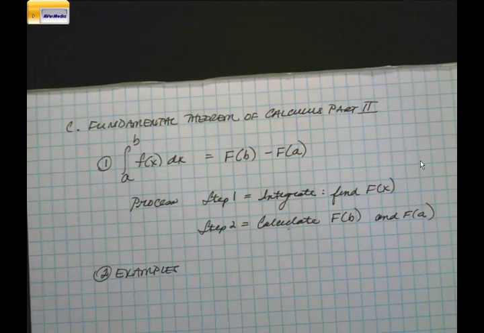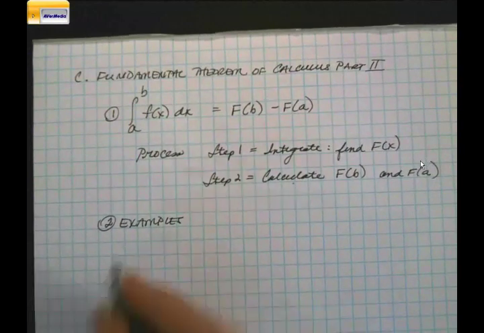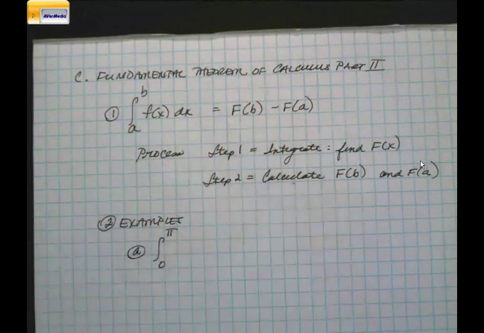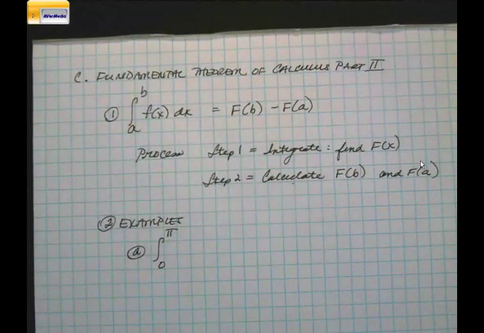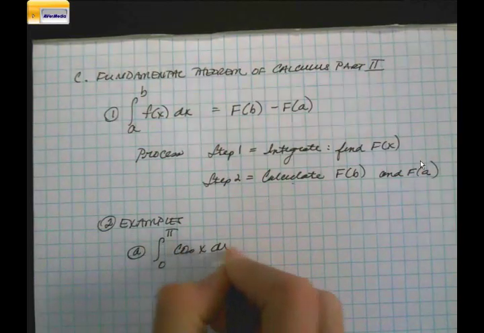Okay, there's a lot of notation going on. Now we're going to show it really in the process. Okay, suppose they ask me to integrate from 0 to pi, not a to b or a to x. It's 0 to pi. We have actual values for our lower and upper limits. And we do this for cosine x dx.